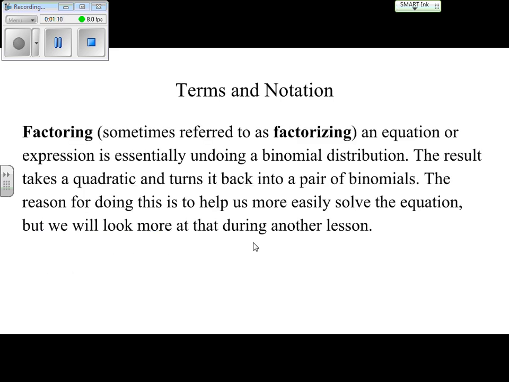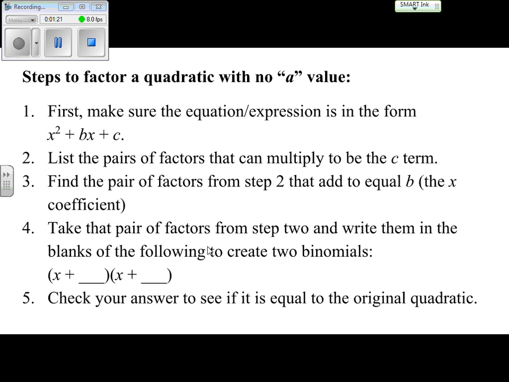Factoring, sometimes referred to as factorizing an equation or an expression, is essentially undoing a binomial distribution. We looked at that in the last video. And so again, we should be getting binomials as our answer in most cases.